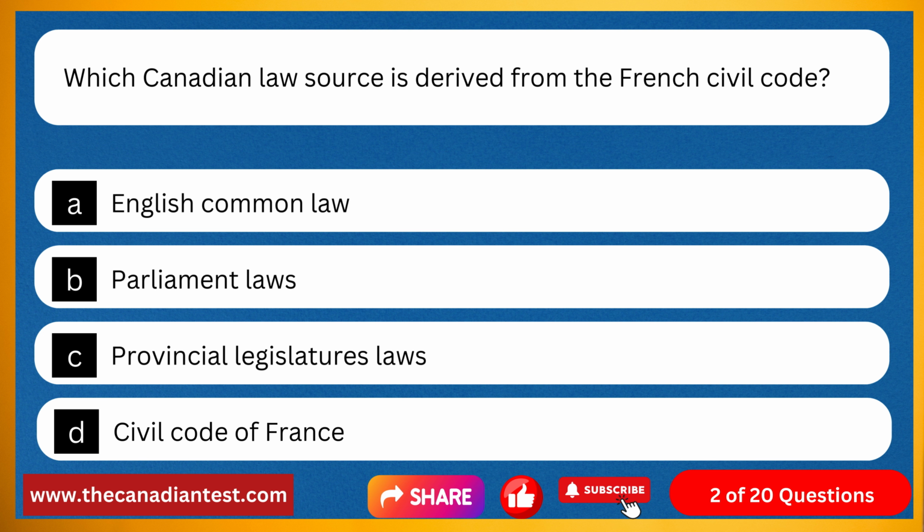Question 2. Which Canadian law source is derived from the French Civil Code? Option A, English common law. Option B, Parliament laws. Option C, provincial legislatures' laws. Option D, Civil Code of France.